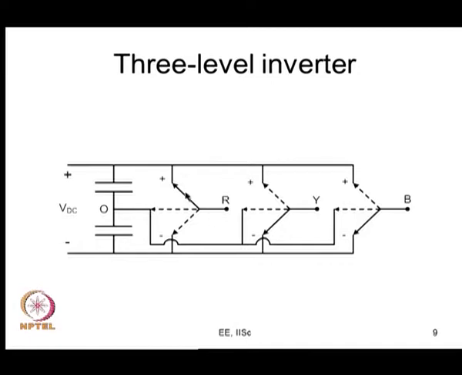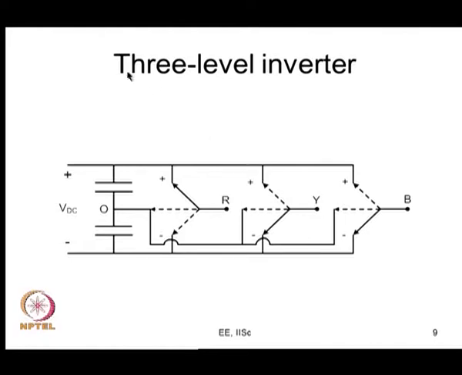Of course, you can consider a single pole 4 throw switch, and that could be called a 4 level inverter. Again, a single pole 5 throw switch can be called a 5 level inverter. Again, you have to be a little careful when you talk about 3 level. Here we say 3 levels because the pole voltage can have 3 different levels, plus VDC by 2, 0 or minus VDC by 2. There are some authors who would count the number of levels, let us say, between R and Y. If you look at R and Y, you will have 5 different levels, because it can be plus VDC, or plus VDC by 2, or 0, or minus VDC by 2, or minus VDC. So, there are 5 different levels.